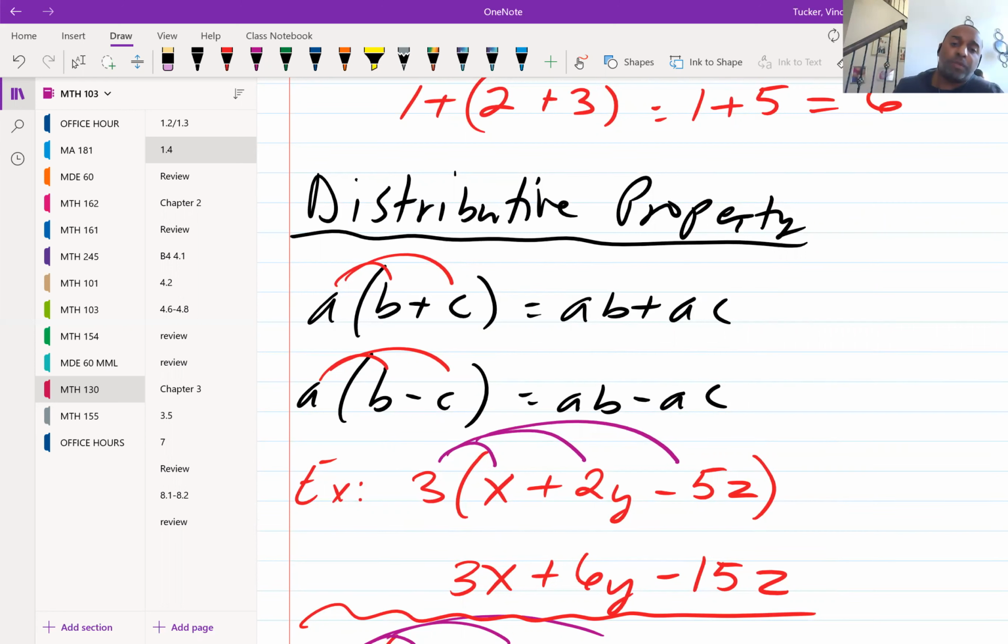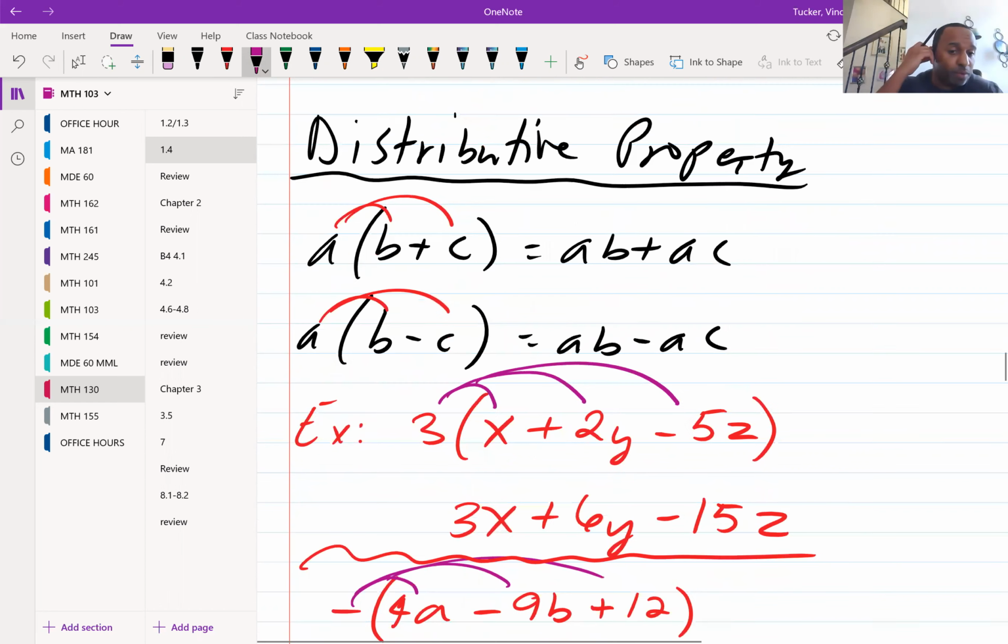So you would distribute the 3 into the parentheses, into each term. So 3 times x is 3x, 3 times 2y, 3 times 2 is 6, so that would be 6y. And then 3 times 5 is 15, and that's a z right there, so 15z. All you do is distribute what's sitting on the outside of the parentheses into each term by multiplication.